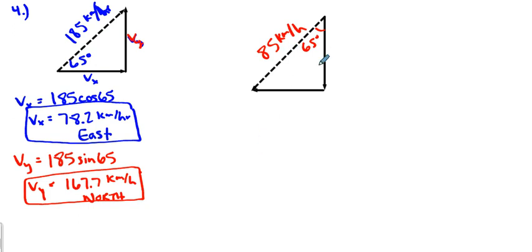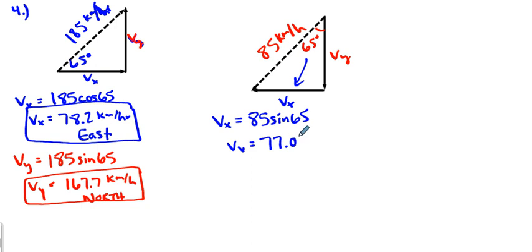Okay, so let's find the x and y components. Here's your y component, up and down. Here's your x component. Oops, that's supposed to be blue. Let's do the x component first. That's the opposite side, so this one's going to be sine. It is 85 sine of 65. So the x portion of that velocity, 85 sine of 65, is 77 kilometers per hour. But this one is not east, it is west.